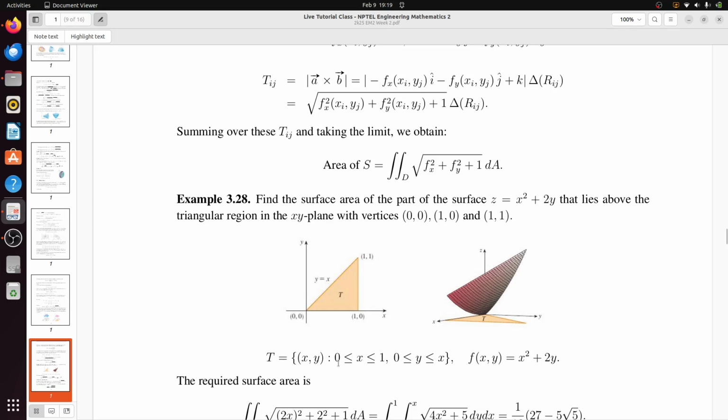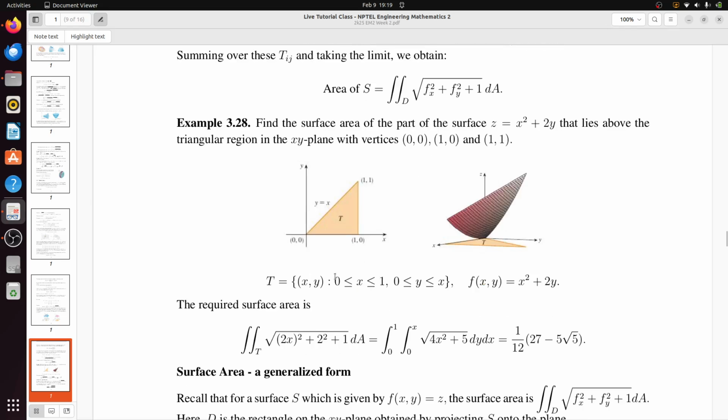So for example, what we are considering here: x I am varying from 0 to 1, y I am varying from 0 to x. Simple. Also you can just consider y from 0 to 1 and x varying from y to 1. That is also okay, but I will go with this. x varies from 0 to 1. And what is your f(x, y)? x square plus 2y.